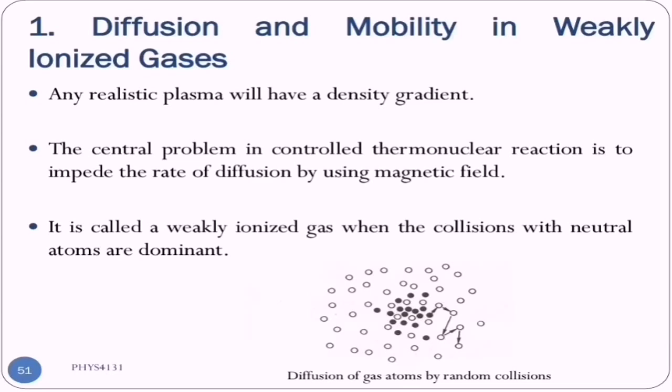The central problem in controlled thermonuclear reaction is to slow down the rate of diffusion by using a magnetic field.